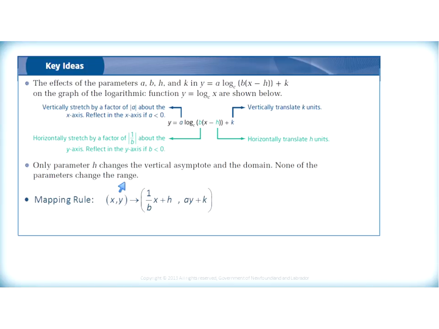And assuming that the values of a, b, h, and k are all positive, we can use the mapping rule where (x, y) is mapped onto (1/b times x plus h, ay plus k). So that would be the mapping rule that you would choose for this given equation here.